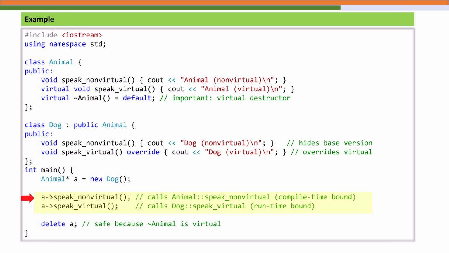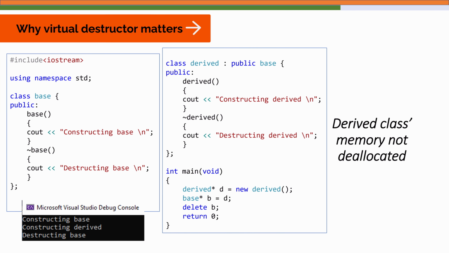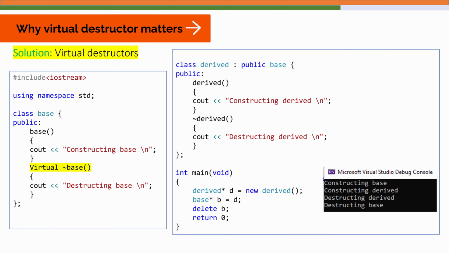So this is how polymorphism lets a single interface, in this case the Animal class, represent many concrete behaviors, for example Dog, Cat and any other animal. If a base class destructor is not virtual, deleting a derived object with the help of a base pointer will not call the derived destructor. This causes resource leaks. So make base destructors virtual if the class is meant to be used polymorphically.